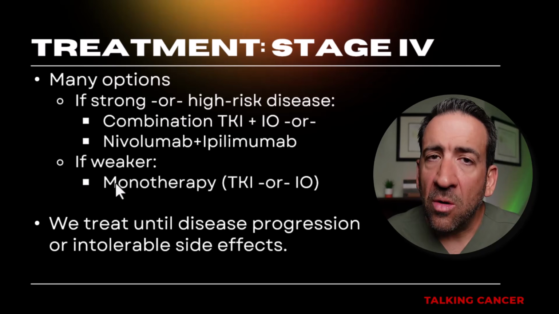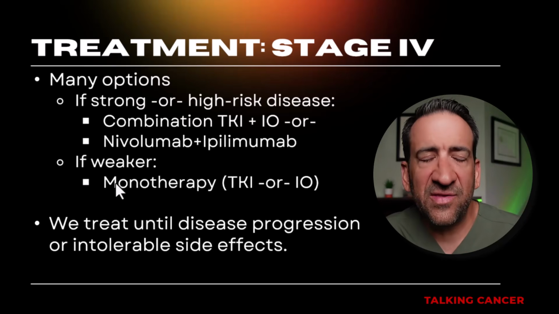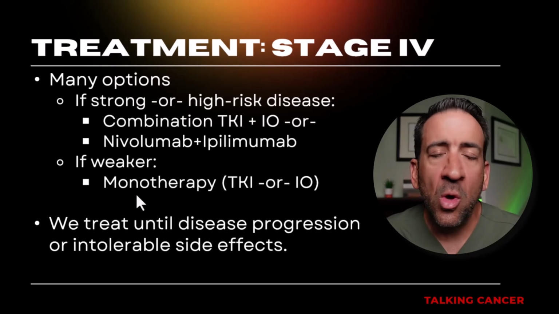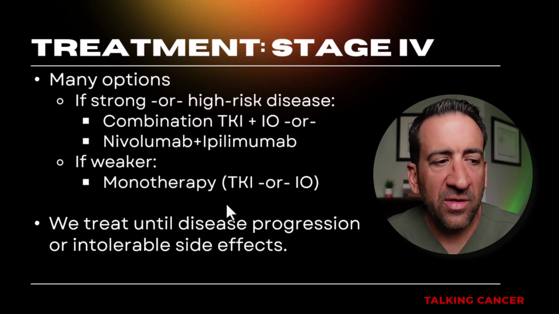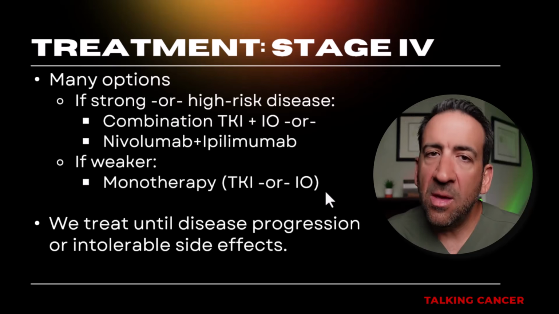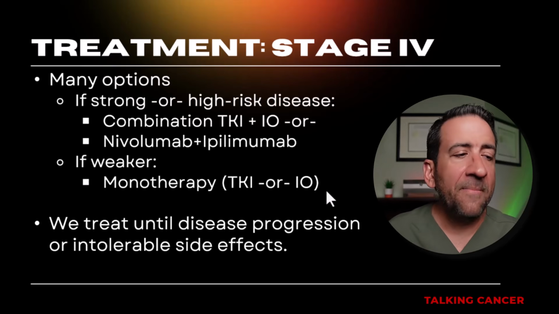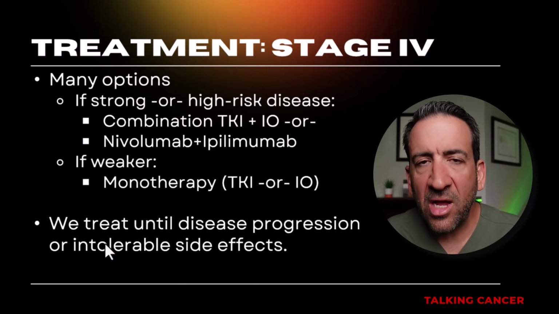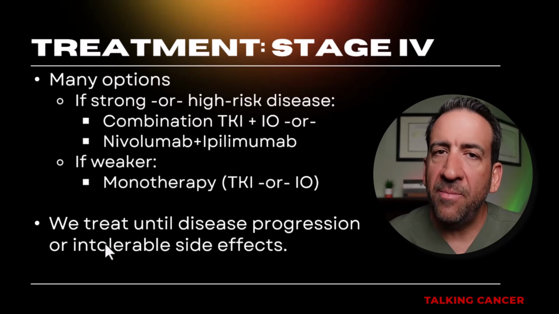Now, if you're weaker, maybe you're a little more debilitated, you're older age, we're afraid of the side effects, then we may treat you with monotherapy, meaning one or the other, okay? Either a TKI or the immunotherapy. And that's pretty much the way that we treat this. So the question that I commonly get is, if I have metastatic disease, for how long am I going to be on treatment for?